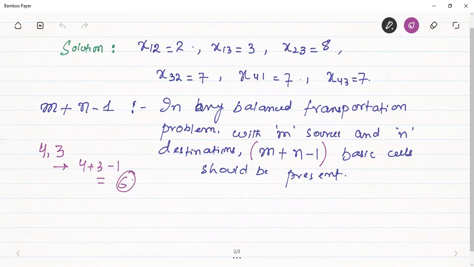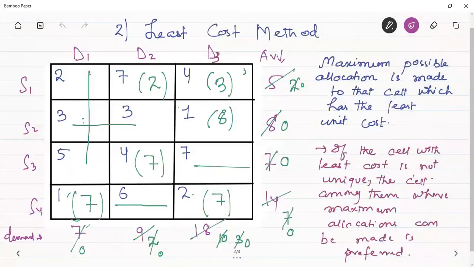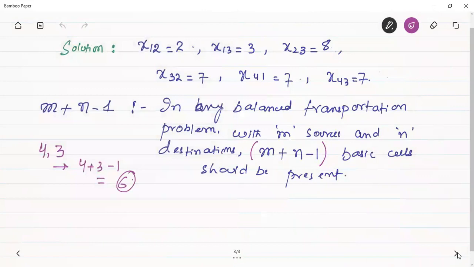Okay, अगर आप ये पुराना भी चेक करते, यहाँ पे भी हम चेक करते, here the origins are what? 3. Okay, m is equal to 3, n is equal to 4. Okay, 3 plus 4 minus 1, that is again equal to 6. तो क्या होनी चाहिए थी यहाँ पे? 6 allocations. You can see that this is the first allocation, second, third, fourth, fifth and sixth. Okay, so initial basic feasible solution में जो ये allocations होगी, there will be the 6 allocations. So I hope this is clear to you.